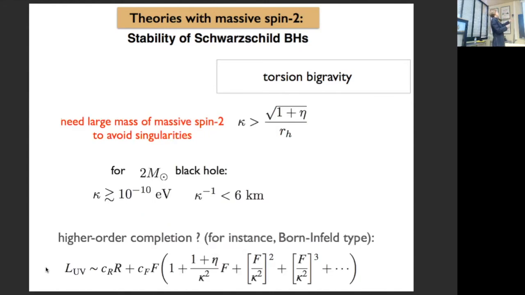Yes, and I just wanted to say that maybe this can be cured by some higher order completion of the theory, just an idea. I think there are other theories with this problem, like one Intel type, where you have singularities as well, even in static. And therefore, you need to go to this.